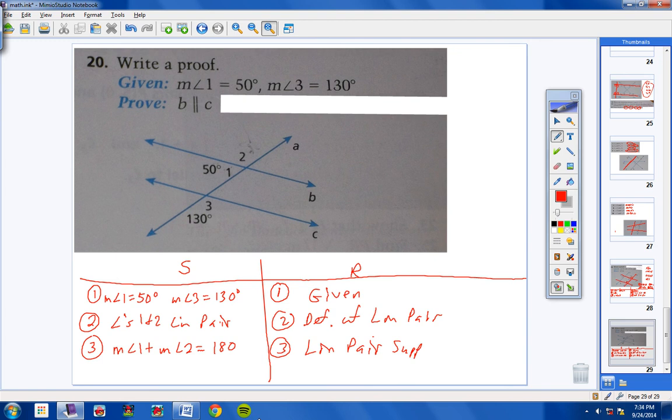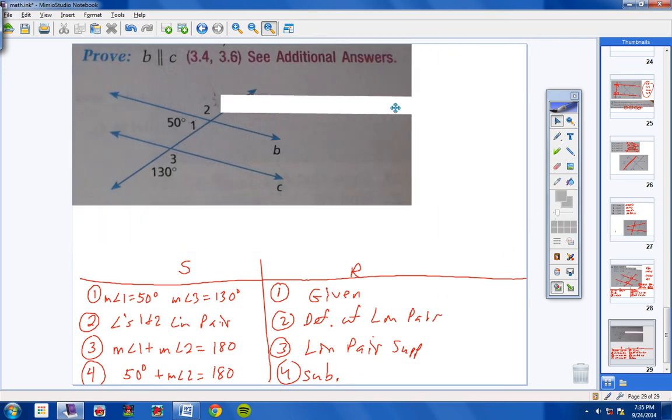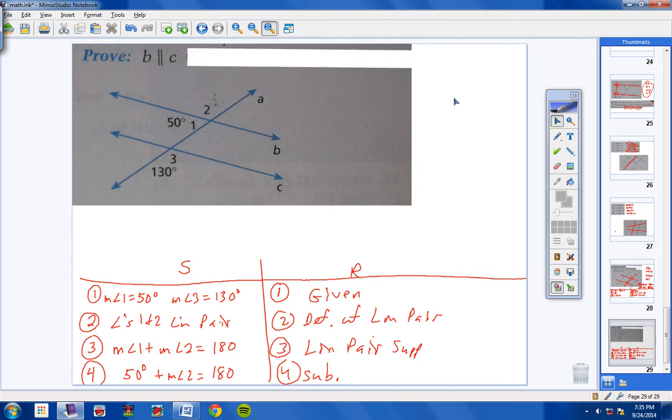Supplementary. Now, next, I'm going to make a substitution. Look, measure of angle 1 equals 50. So for the measure of angle 1 right here, I'm going to put 50 degrees. Okay? So now I have 50 degrees plus the measure of angle 2 equals 180. All right, and of course the reason would be substitution. All right, now let's see if I can create a little space here. It really doesn't matter. But anyways, moving on.